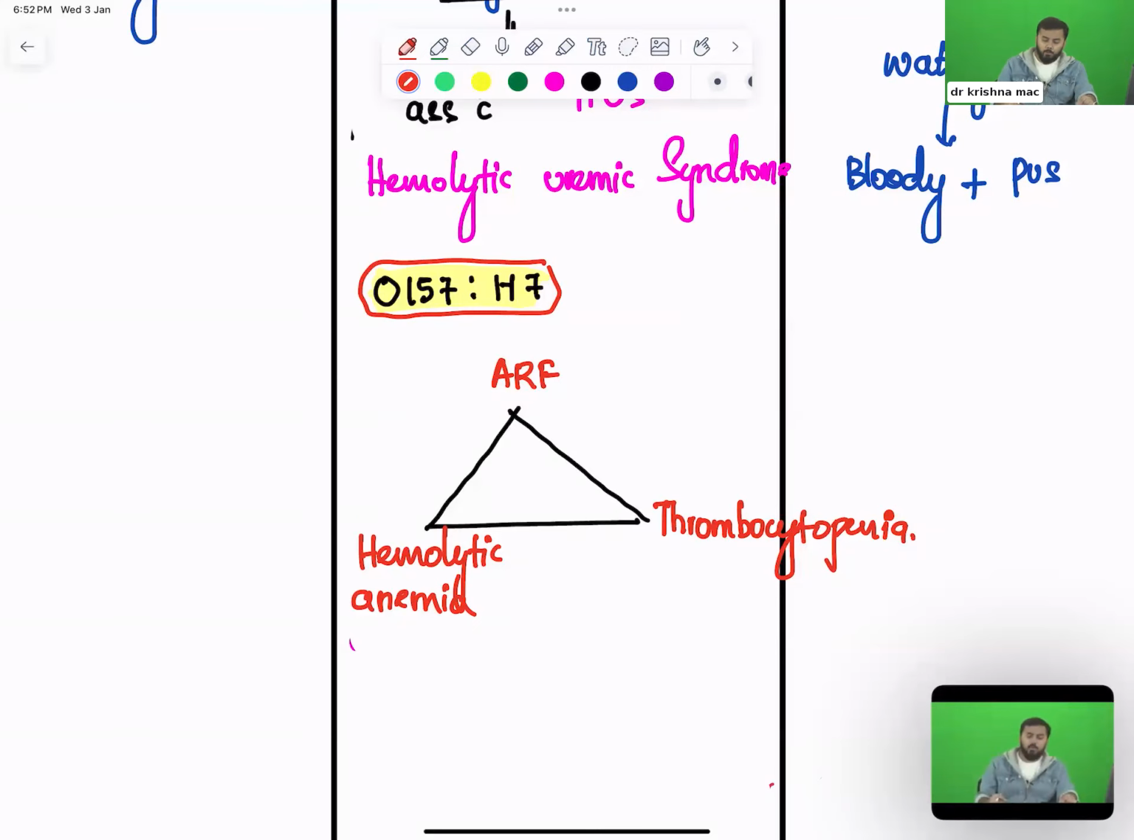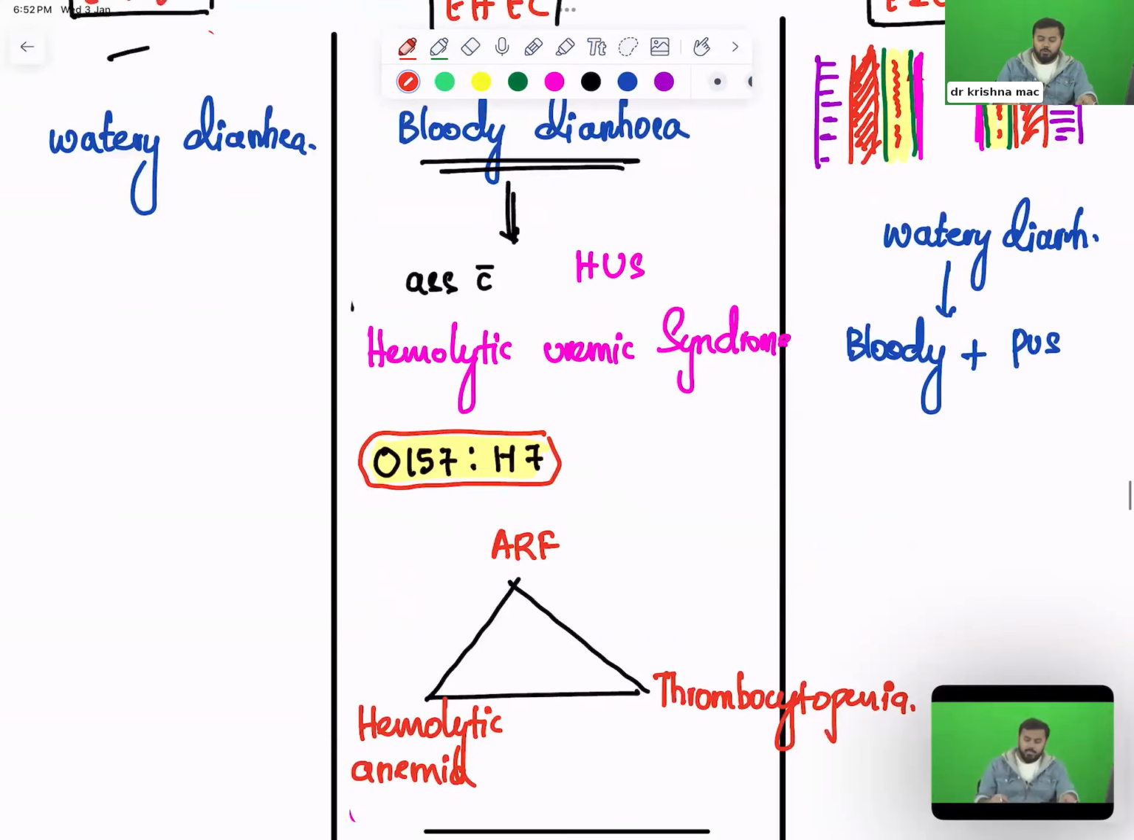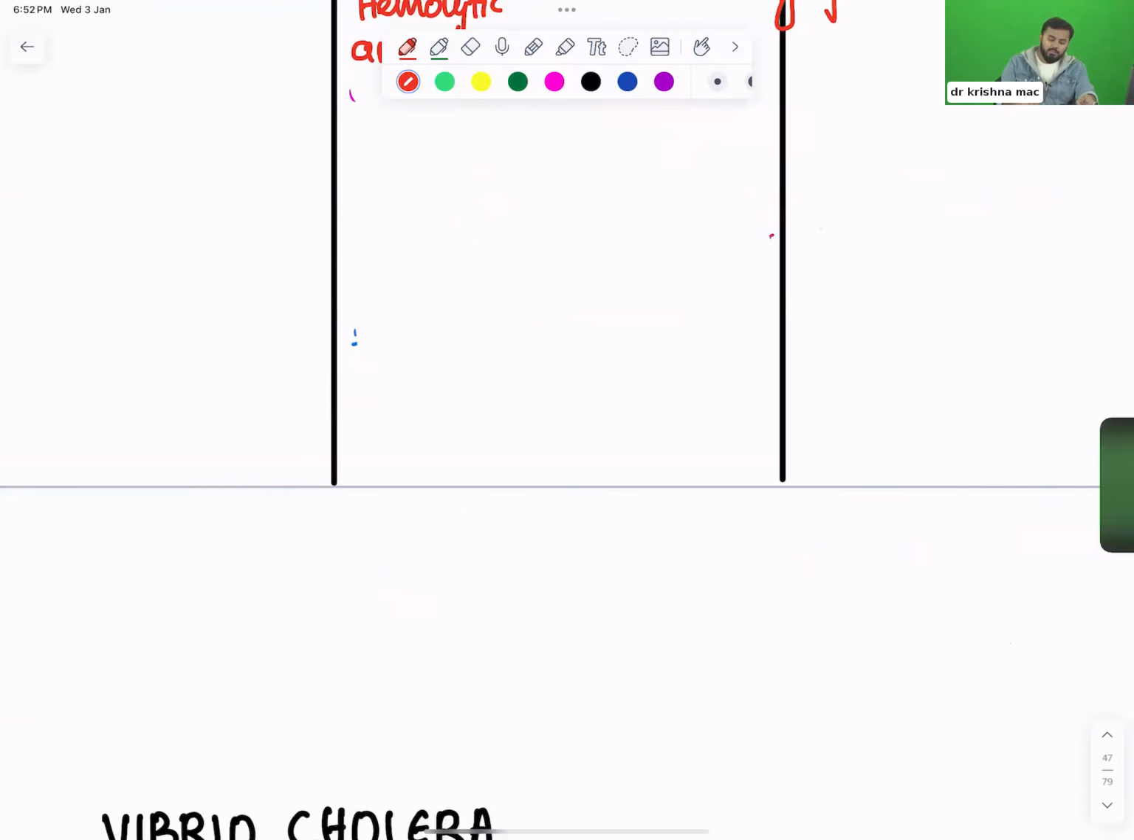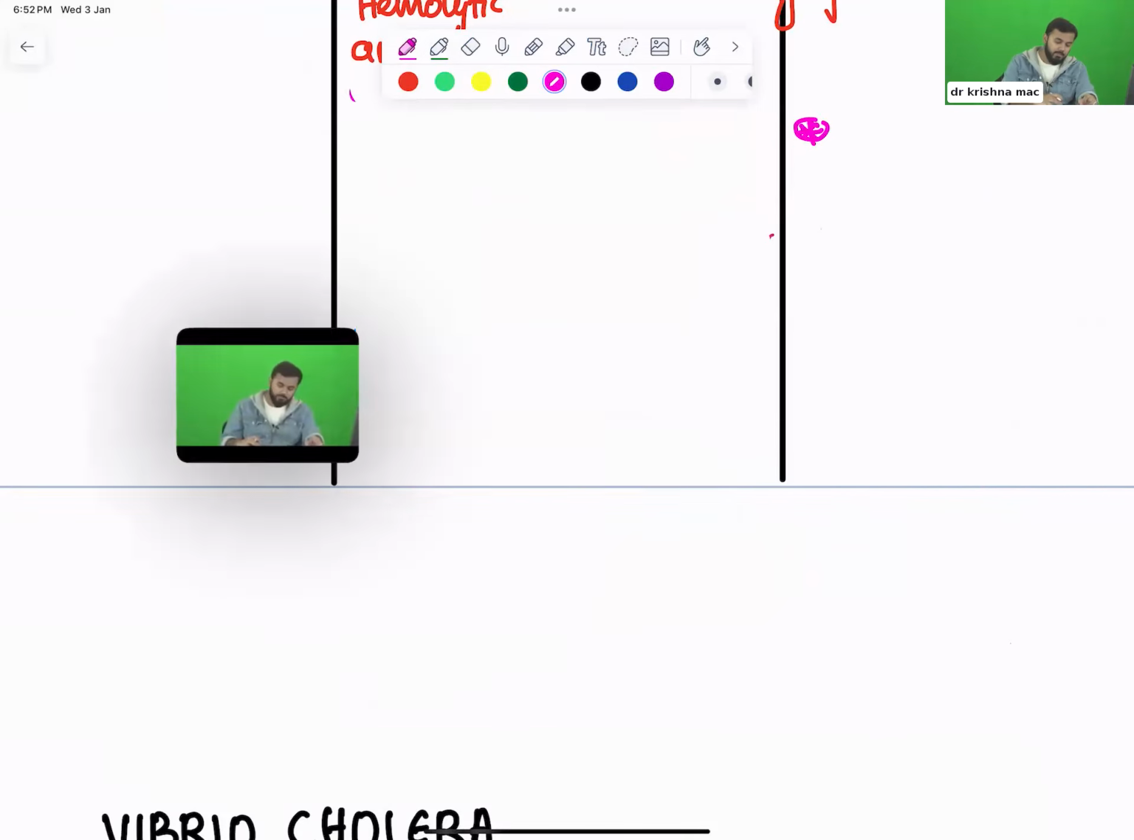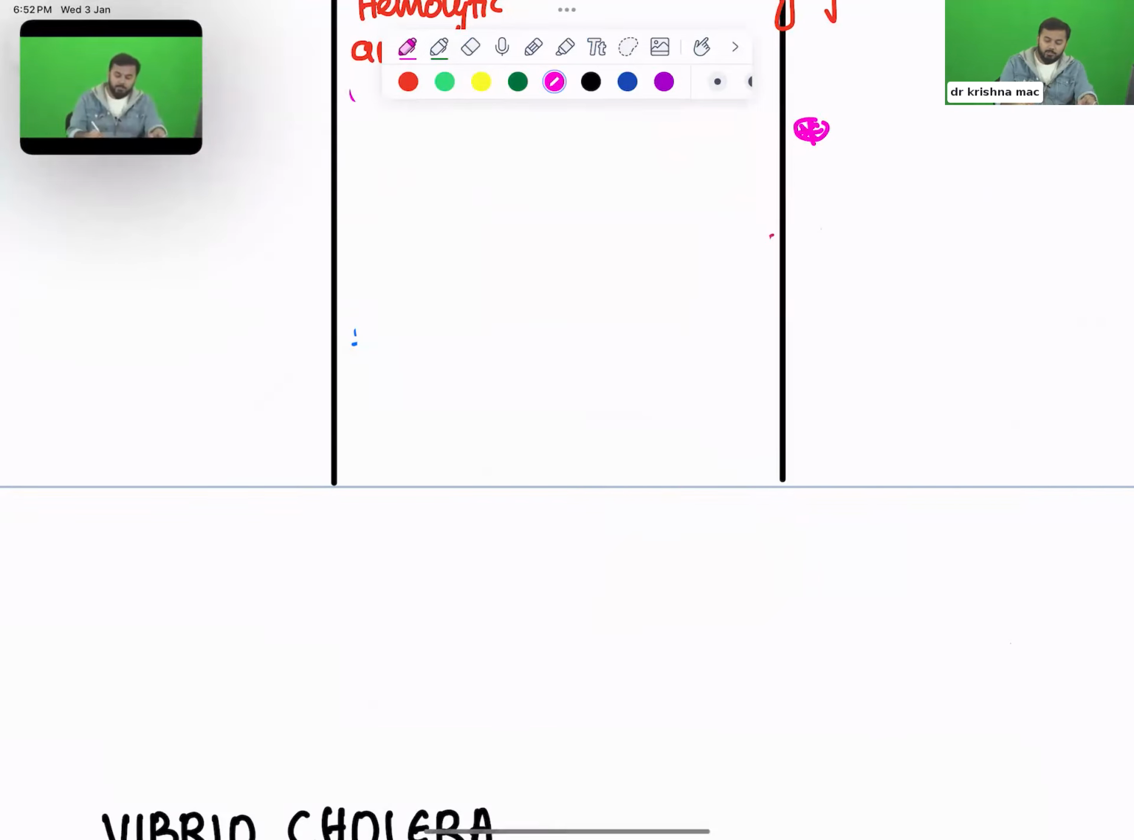Right. Now, an important thing is: what is the test you do in entero-invasive E. coli? There is a specific test to remember, guys. That is called the Sereny test. You know what this Sereny test is? It is very simple.